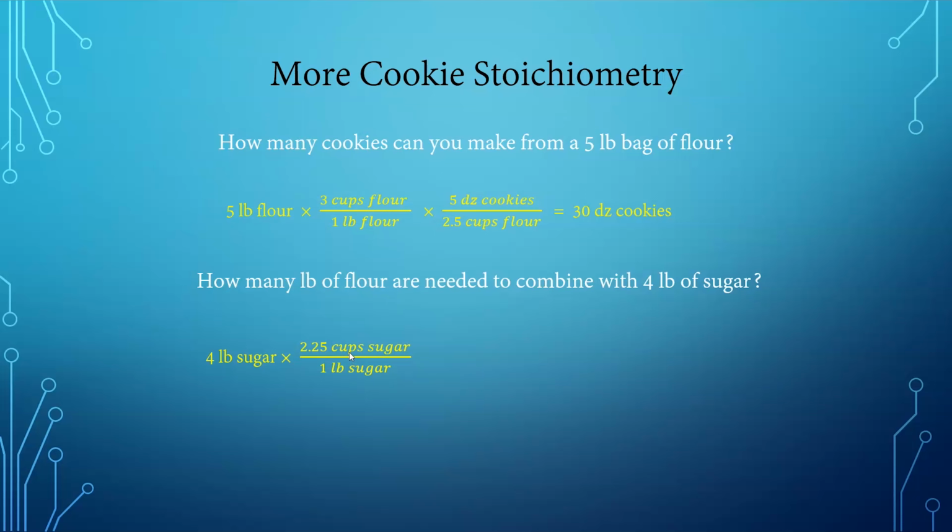Once we get to cups of sugar, we can use our recipe to get to cups of flour. And of course, once we've gotten to cups of flour, we can use this conversion from the previous problem, and that will get us back to pounds of flour. And it turns out we would need 15 pounds of flour to go with that 4-pound bag of sugar. So that's about 3 5-pound bags of flour for a 4-pound bag of sugar.